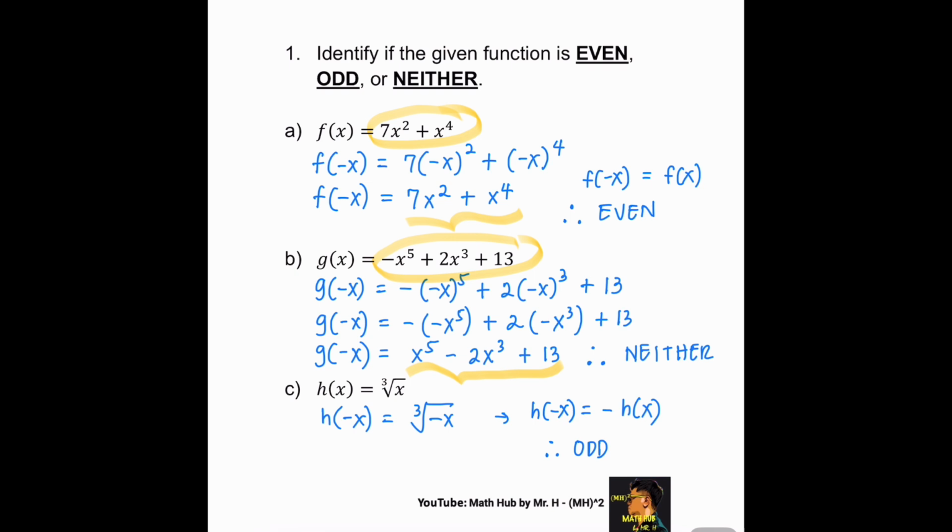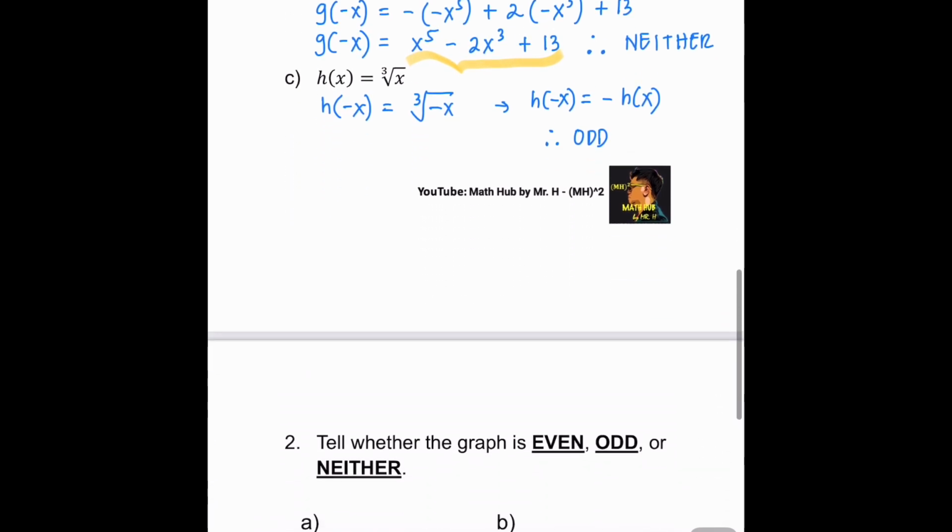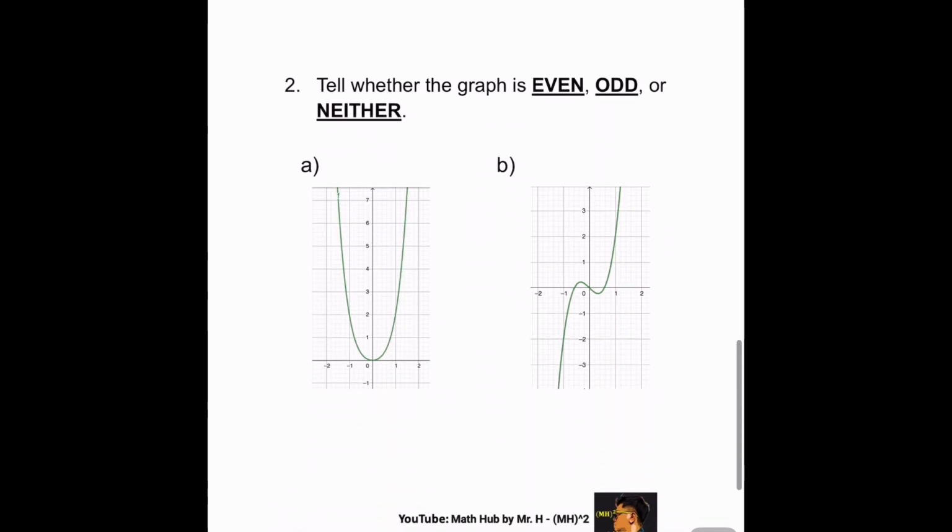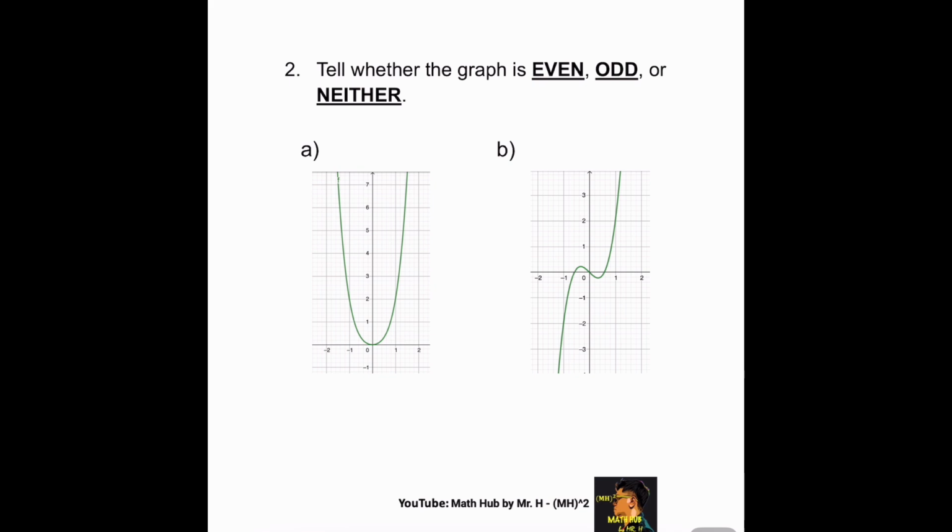All right, so let's take a look at the second question. By just looking at the graph, definitely you'll be able to identify whether it's even, odd, or neither. This is another method, okay? For the first part, we talked about algebraic investigation. So this one is actually the graphical, okay?